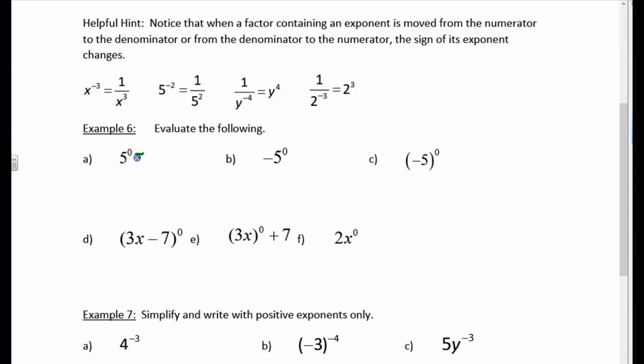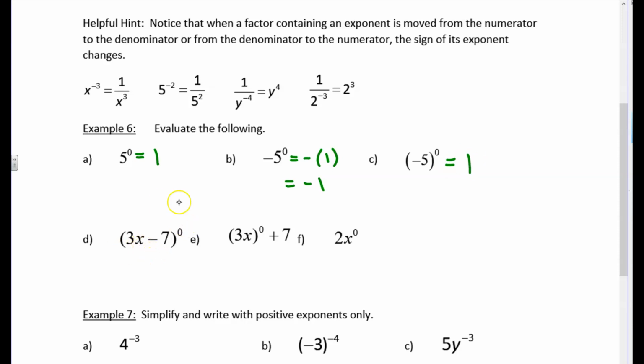So 5 to the 0, anything to the 0 is always 1. But negative 5 to the 0, guys, that negative is not attached to the 0 power. This is like negative (5 to the 0), which is 1, so I just get negative 1. Whereas here I've got negative 5 all in parentheses to the 0, that guy is going to be equal to 1. So your grouping symbols really matter here.